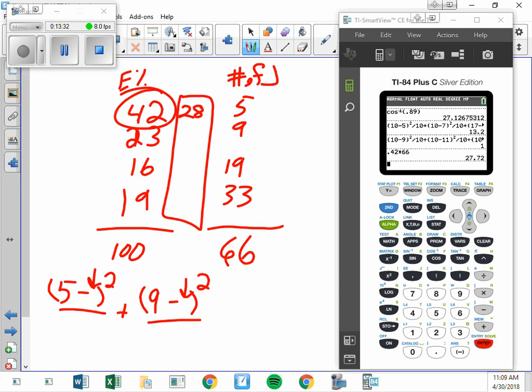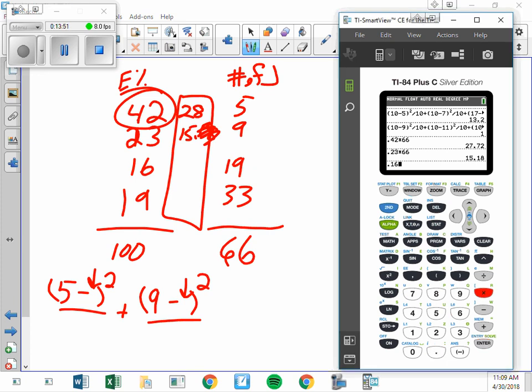How many in the second group do we expect? 0.23 times 66 is 15.18. Oh yeah, sorry, 15. Told you I didn't come to work today. 0.16 times 66 is 11. And 0.19 times 66 is 13. Okay.